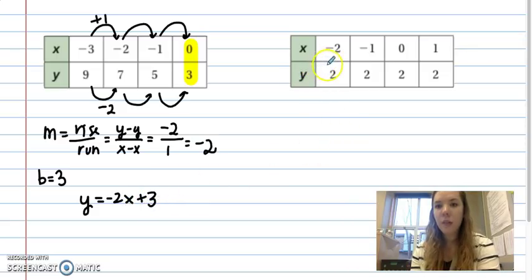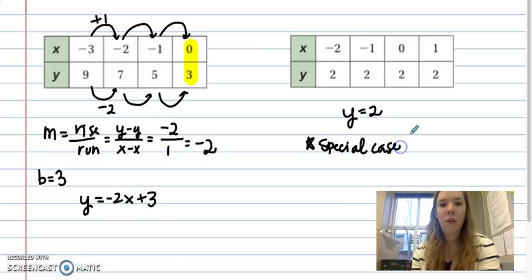Okay? This is a special case because all of our y's are 2. Whenever you have all your y's are 2, then it's just y equals 2. Or if I had all my x's were 5, it'd be x equals 5. So that's a special case. Okay, again, you want to pause, make sure your notebook looks like my screen, and then you can go on.